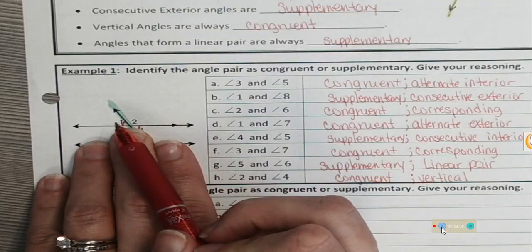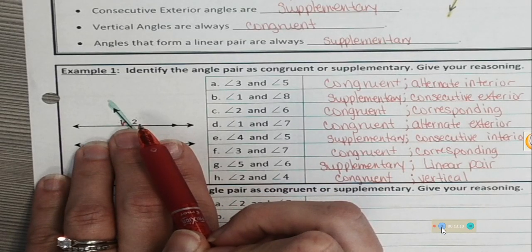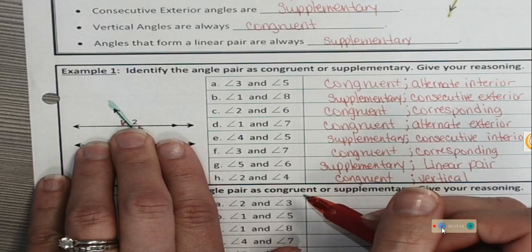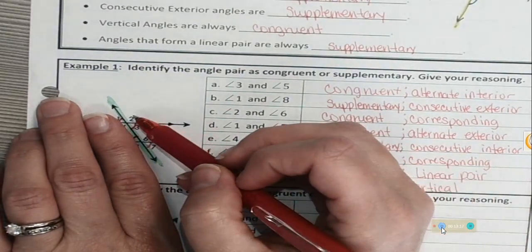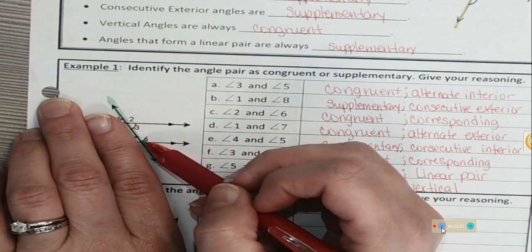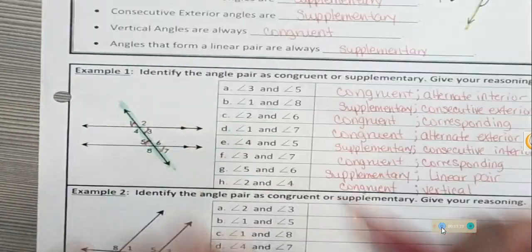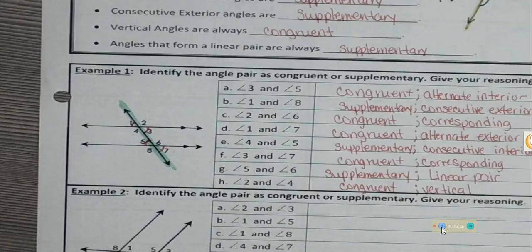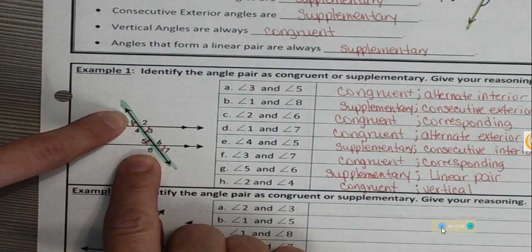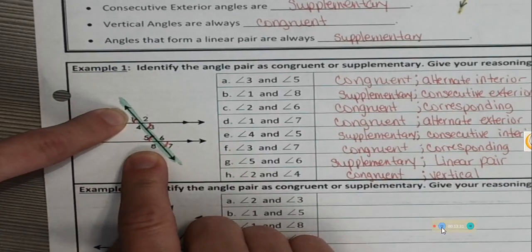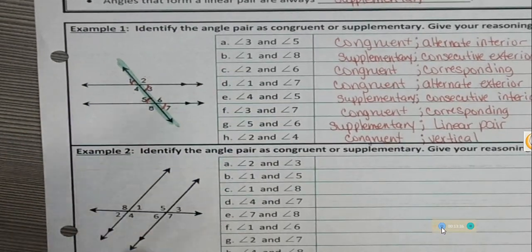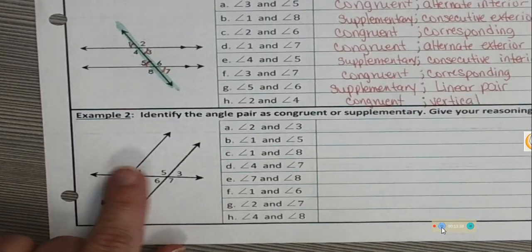What does one marked angle and one unmarked angle create? Physically, what did it make? Straight line. A marked angle and an unmarked angle create a straight line. That means if you have one that's marked and one that's not marked, so a 1 and an 8, they're not equal to each other, but they add up to be 180 degrees.